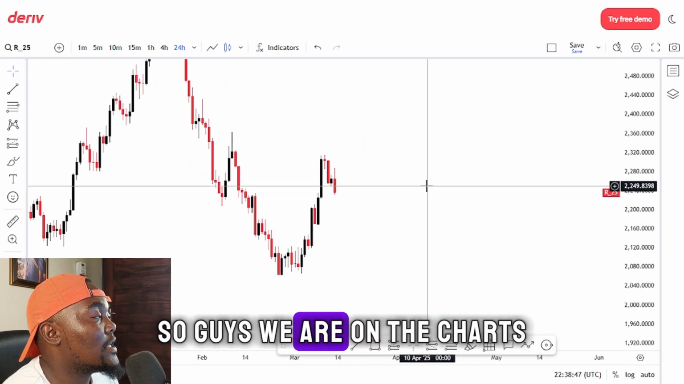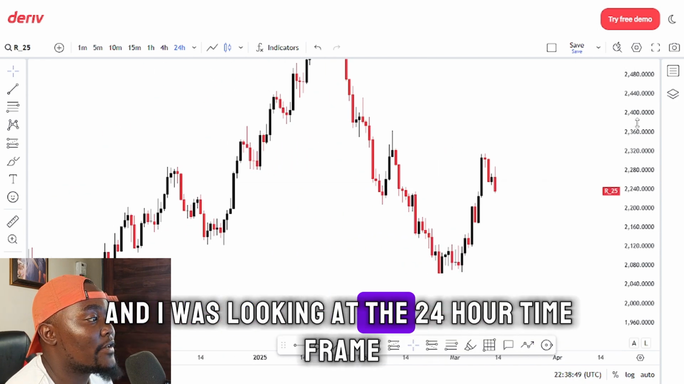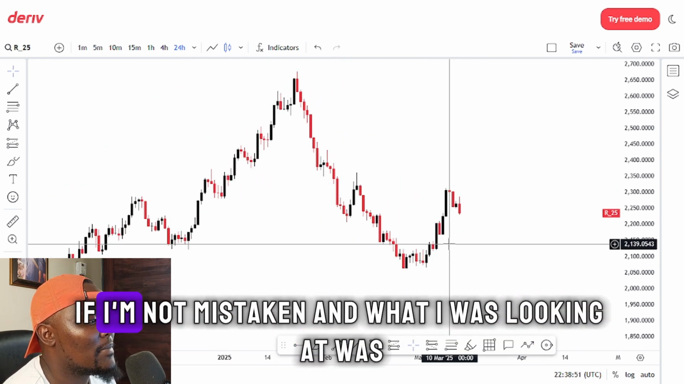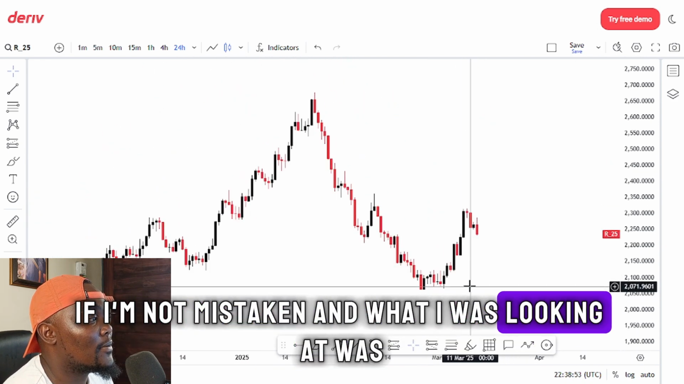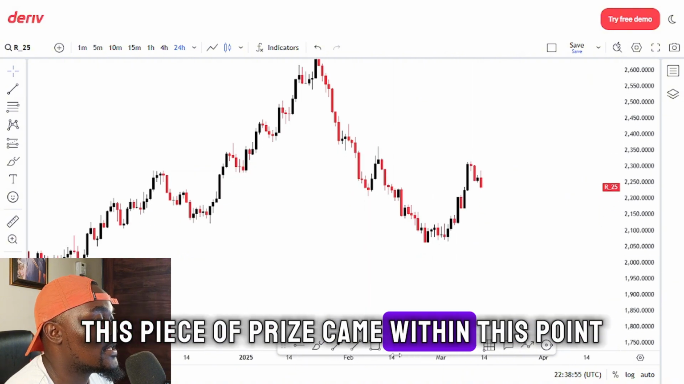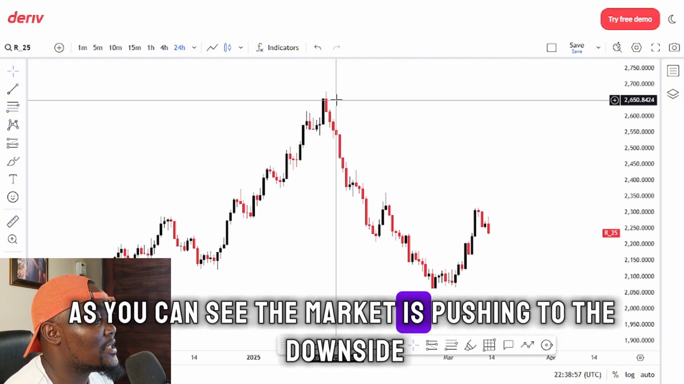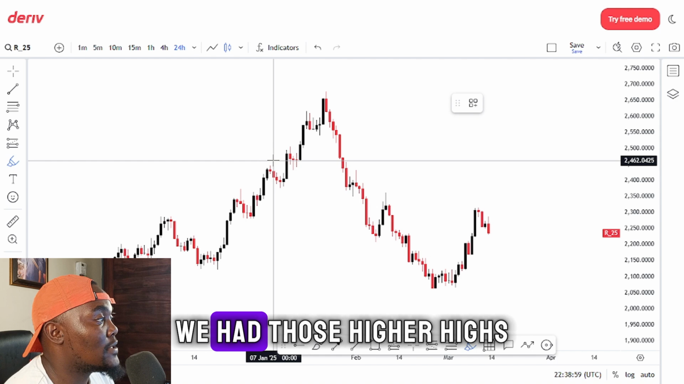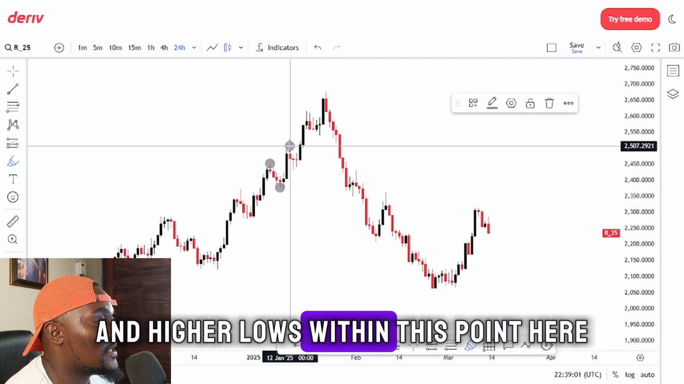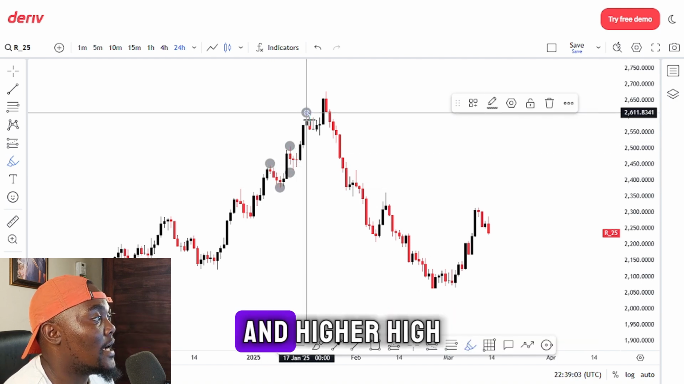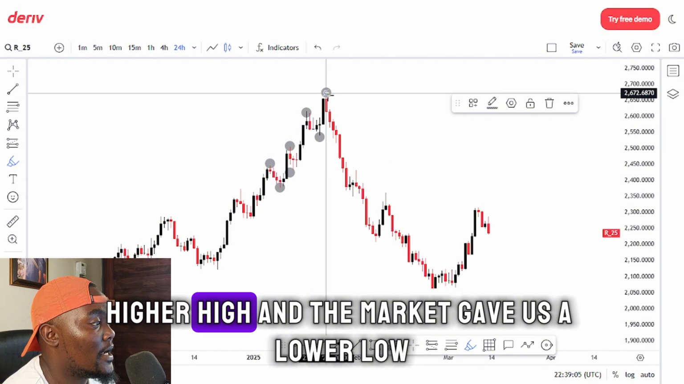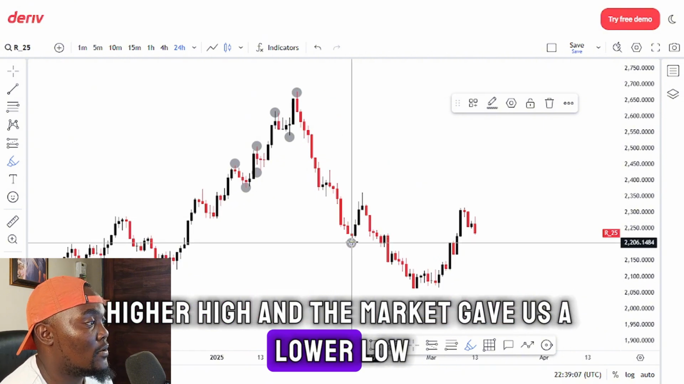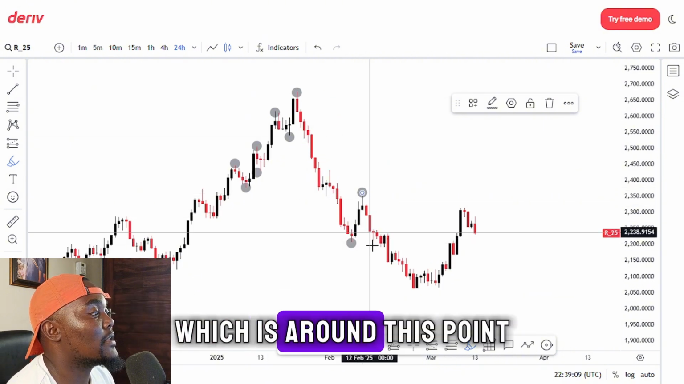So guys, we are on the charts, and I was looking at the 24-hour time frame, if I'm not mistaken, and what I was looking at was this piece of price action within this point. As you can see, the market is pushing to the downside. We had those higher highs and higher lows within this point here, and higher high, higher low, higher high, and the market gave us a lower low, lower high, which is around this point.